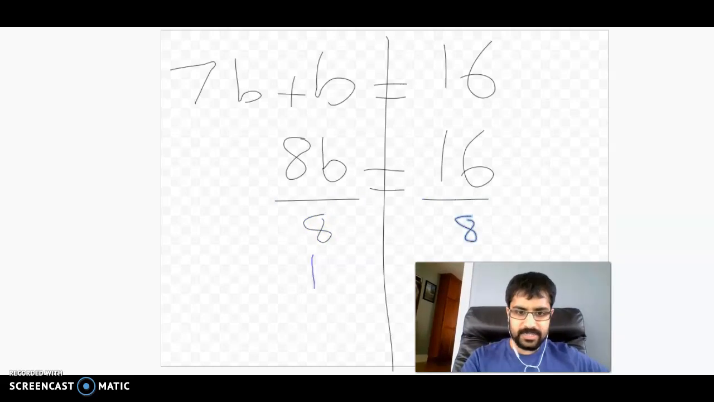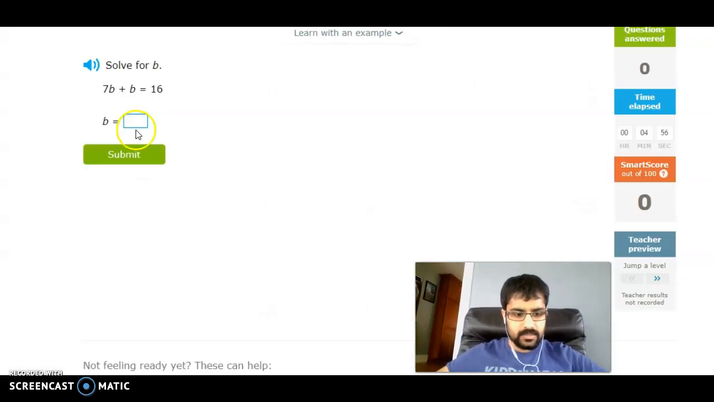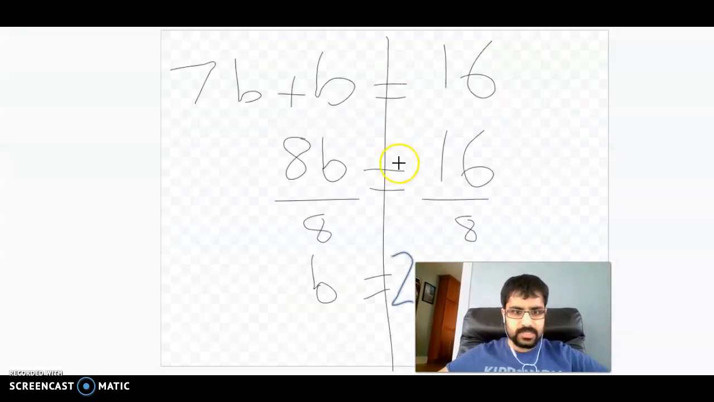That leaves me with b by itself on this side. I leave my equal sign on the line to keep this clean and divided, and then b equals 2. Let's take a look and see if we got that correct. B equals 2? Absolutely. Next up, solve for m where 9m plus m equals 10.